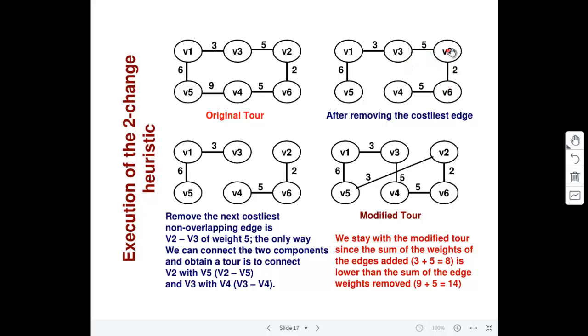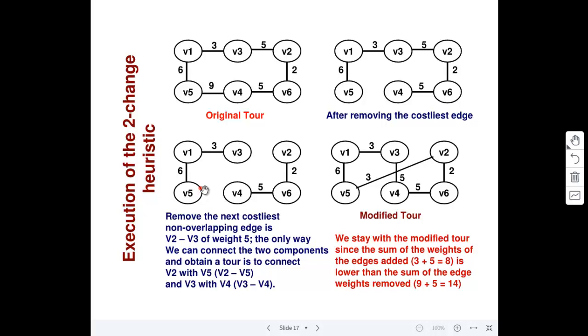So 5 is now gone, so we are left with two broken sequences, v1, v3, v5 and v4, v2, v6. You can call them components because these three vertices are reachable to each other, and these three vertices are reachable to each other. So you have two components now. So now we have to connect these two components using two edges. So what two edges will we use? Now we don't have much choice again.